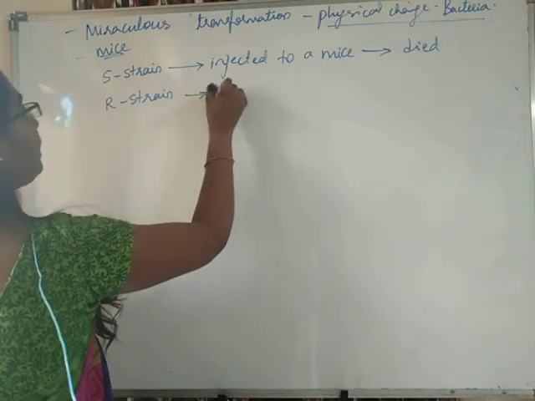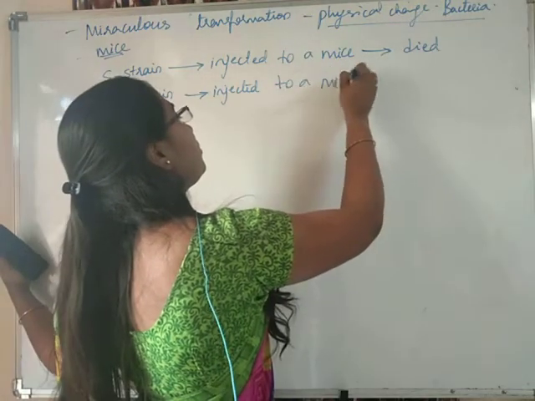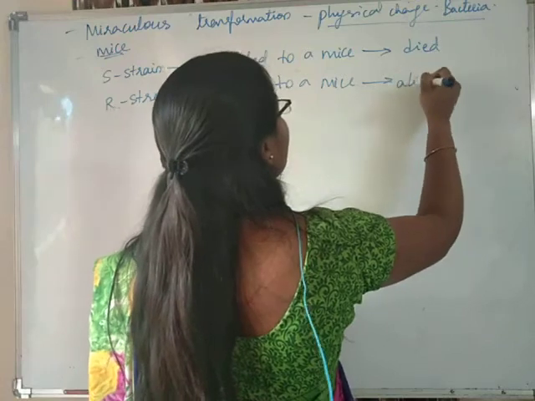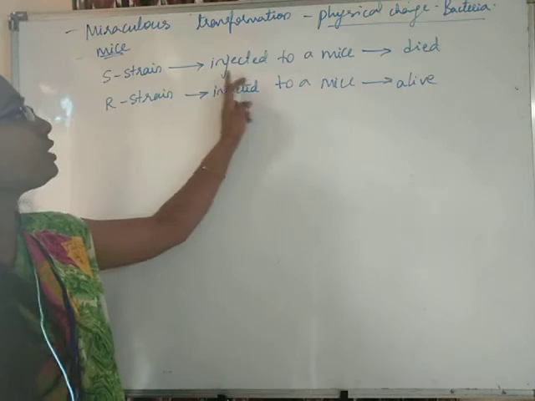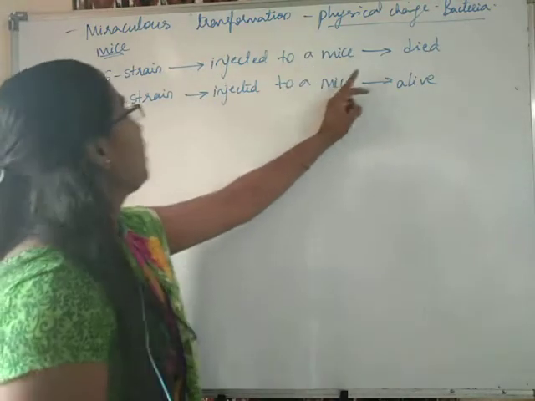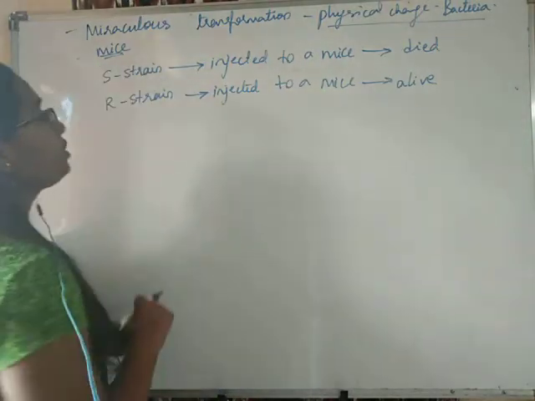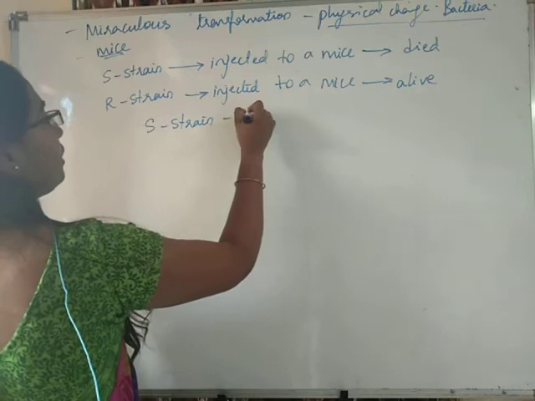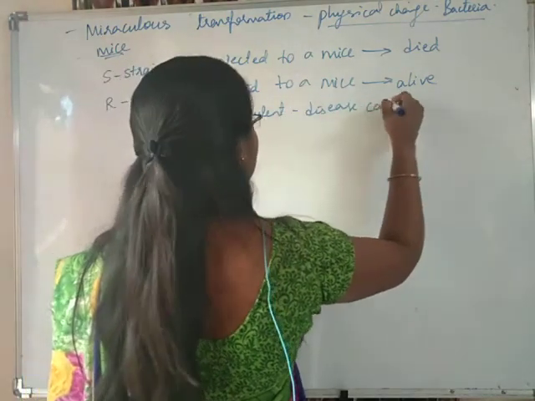Then he injected it to a mice. It didn't die. It was alive. Then when S strain was injected to a mice, it died, and R strain was injected to a mice, it was alive. So, he understood that S strain is virulent. It is disease causing.